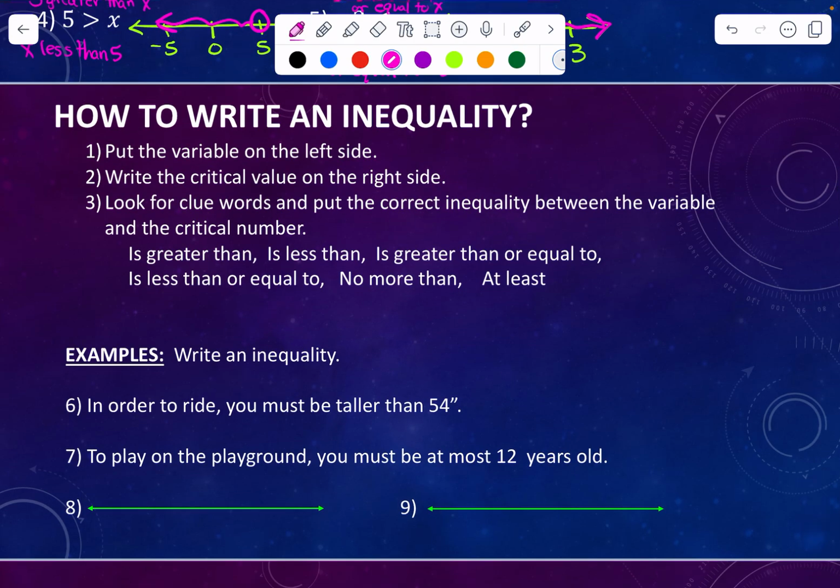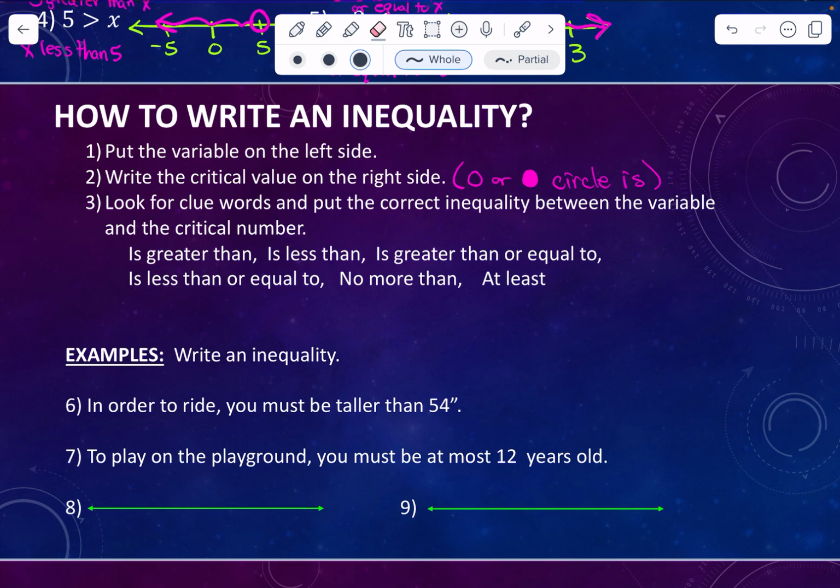How do we write an inequality then? Here's what I have found to be the easiest thing we could do. The first thing we're going to do is put the variable on the left side. Write the critical value on the right side. This is where the open or closed circle is. Then you're going to look for clue words like is greater than, is less than, is greater than or equal to, less than or equal to, no more than, at least, those types of things. Taller, shorter, older, younger, those types of words that give you an idea of what you're looking at. Then you're just going to write that symbol in.